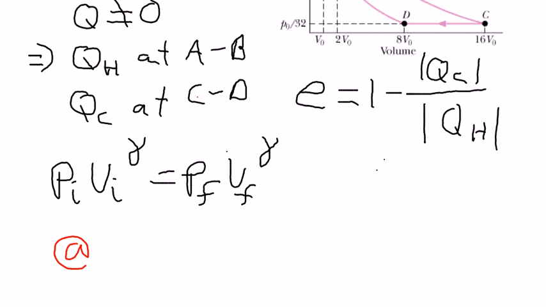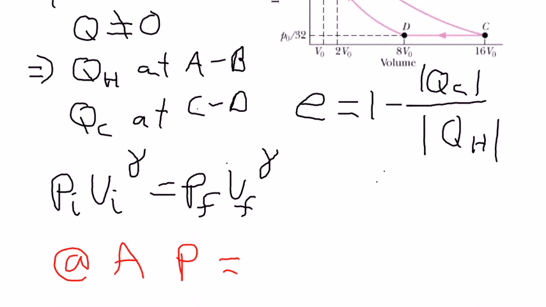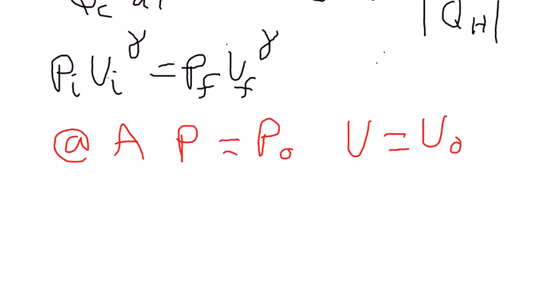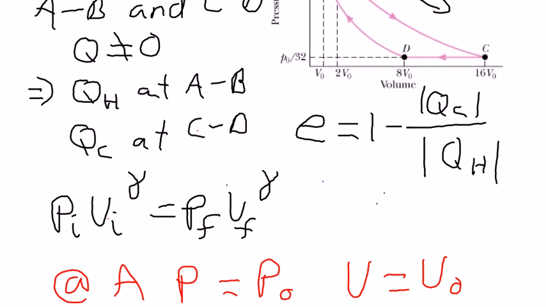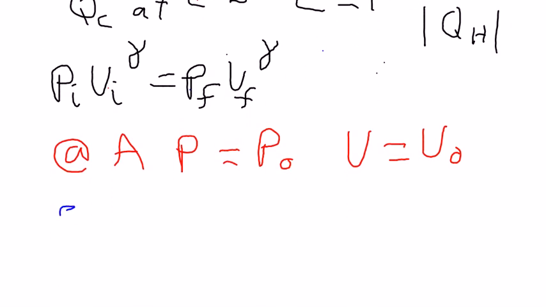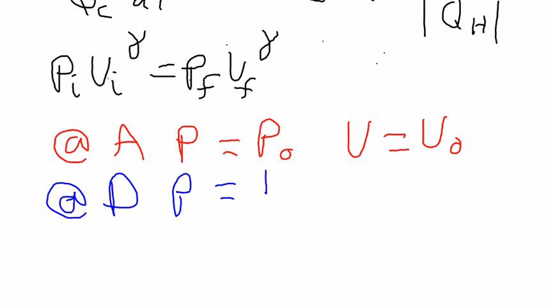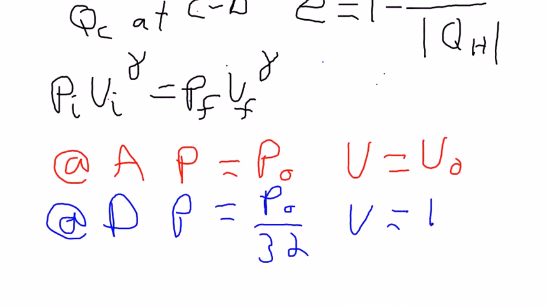So for example, at point A, we know that our initial pressure is P initial, P0, and the volume is V initial. Then if we look at point D down here, at D our pressure is going to be equal to P initial over 32, and our volume V is going to be equal to 8 times V initial.